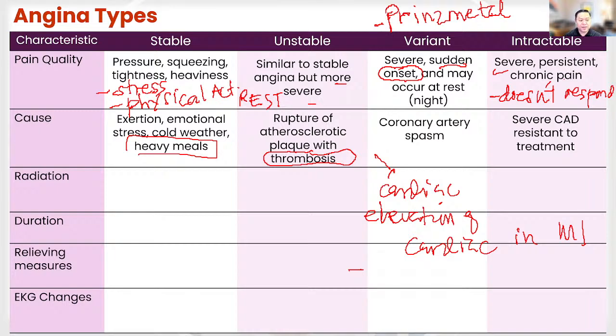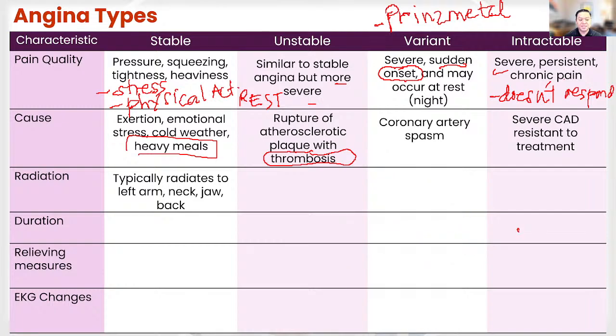Now, talking about the radiation, what would be the characteristic radiation whenever there is a stable type of angina? Well, it will radiate to the left arm. It can also radiate to the neck, the jaw, and also the back. All right, so those are the typical sites of radiation in a stable angina. Whereas when we are talking about the unstable, it seems like there will be similarity between the two. There will still be radiation to the left arm, the neck, the jaw, the back, but it can also vary based on how severe the artery blockage is. But again, they're still quite similar.